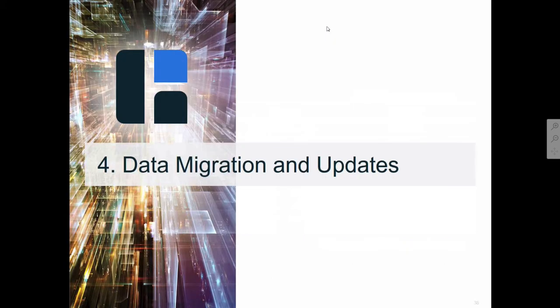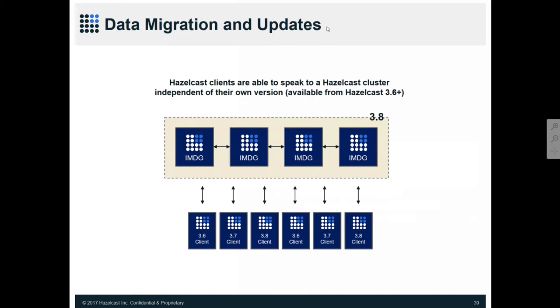Okay, data migration and updates. And here it becomes a little bit more complicated. Hazelcast clients in general have the option to talk to different cluster member versions. As you see in the picture, you might have a 3.6 client, a 3.7 client, and a 3.8 client, all accessing the same data, which is running Hazelcast version 3.8. That works perfectly fine because there's a version-independent cluster protocol between members and clients. And that makes it easy to upgrade the clients independently. That was the important thing.